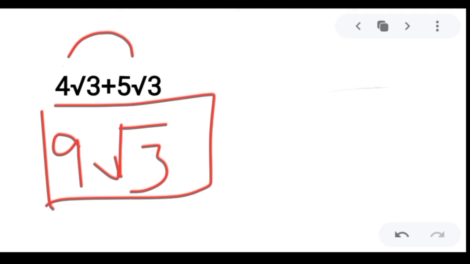Simplify naman natin ang dalawang pinagsamang imperfect square. So, titingnan natin ang kanyang coefficient, parehas. So, sa pag-simplify nito, i-add lang natin ang 4 saka 5. So, 4 plus 5 is 9 square root of 3. The answer is 9 square root of 3.